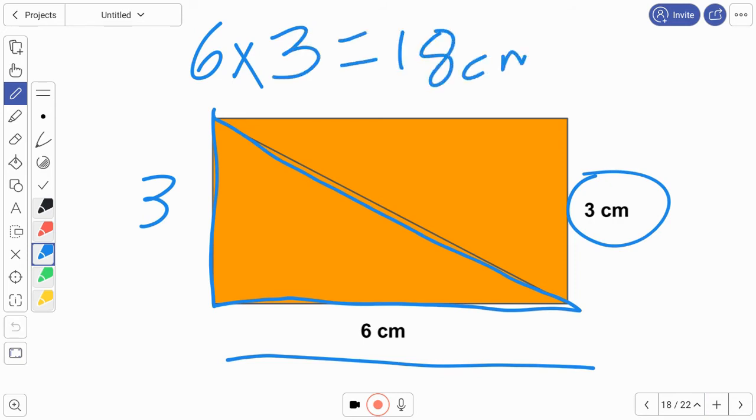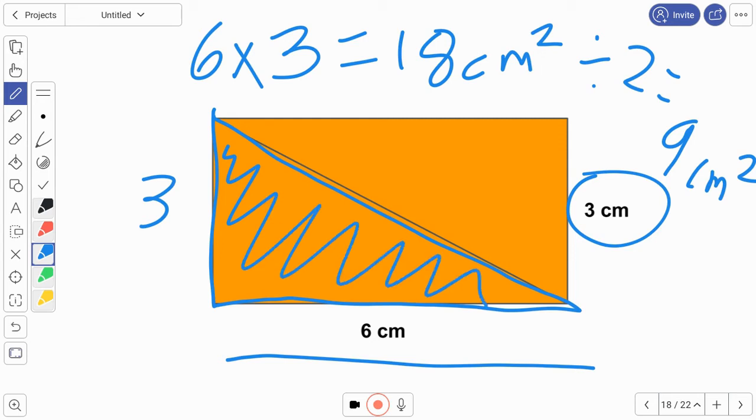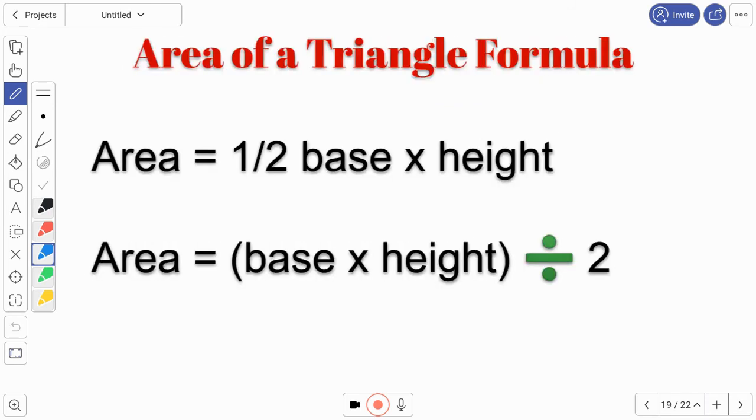But that area is for the entire rectangle. This triangle is only half of that. So what do we have to do? We have to divide that number by 2. We have to cut 18 in half to get the triangle. So to get the triangle, 18 divided by 2 equals 9 centimeters squared. So the area of this triangle inside of here is half of the rectangle. So we found the area for the rectangle, divided it by 2, and we got 9. So that is the area of a triangle formula.